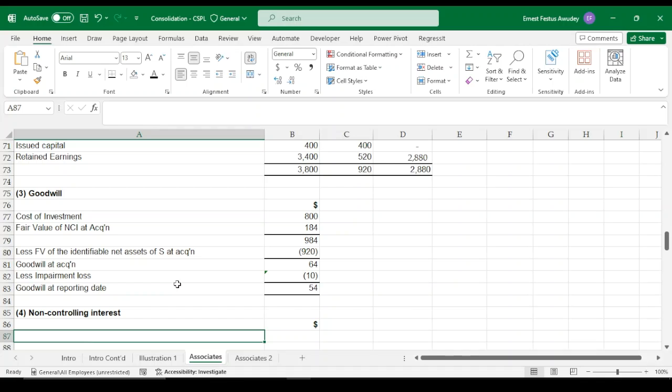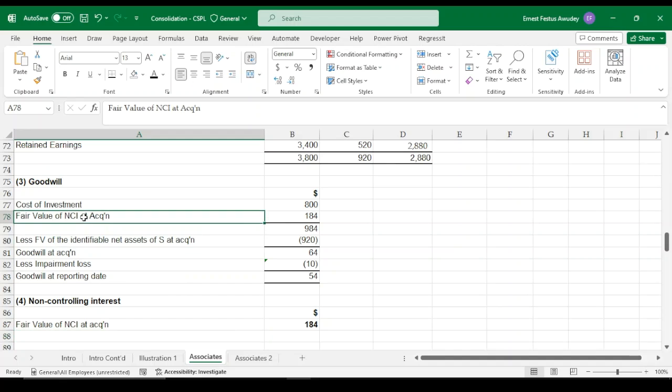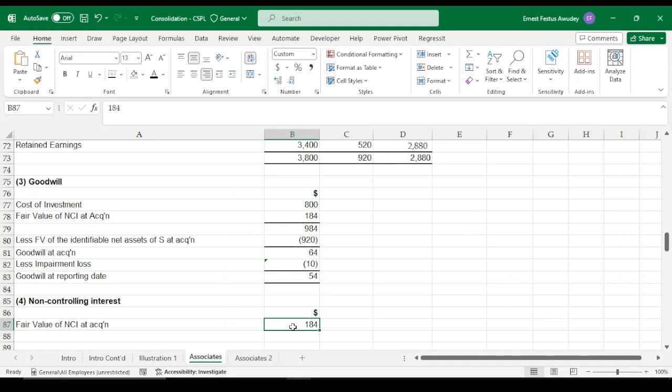With the non-controlling interest, we are going to start off with the fair value of NCI at acquisition, and we already have that figure within the goodwill calculation, which is 184 right here. So this is the figure I'm talking about here. So this is the fair value of the NCI at acquisition. So you have 184.